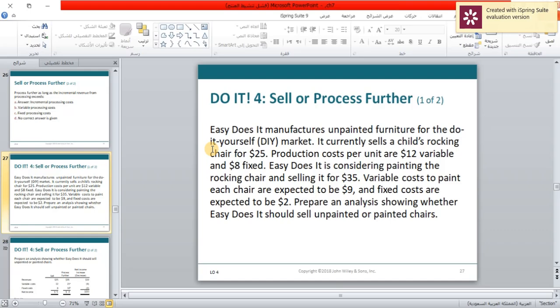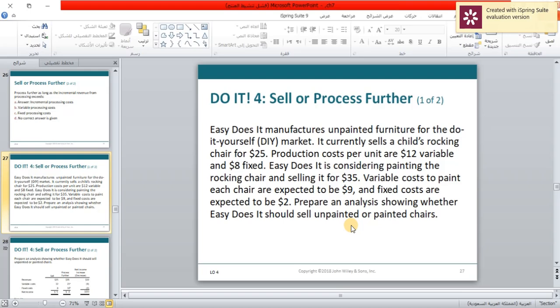Sell or process further. Easy Does It manufactures and sells unpainted furniture for the do-it-yourself market. It currently sells a rocking chair for $25. Production costs per unit are 12 variable and 8 fixed.